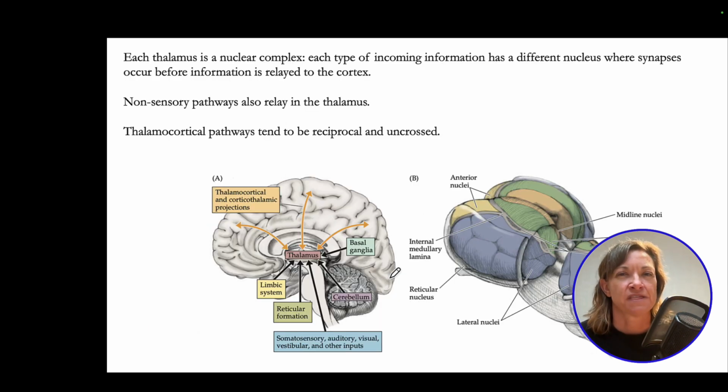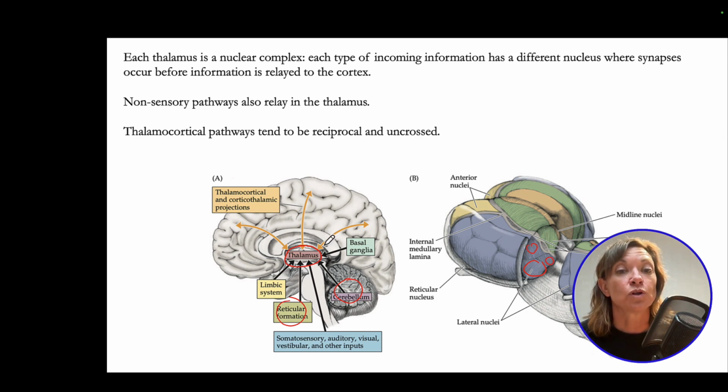Both, I've said, impinge on the thalamus. And I just want to take a step back. We often talk about the thalamus as a nucleus. It's actually a big nuclear complex. So it receives all kinds of information. You can see the limbic system, the reticular formation, the cerebellum, basal ganglia, all of these systems impinge on the thalamus, as well as the sensory inputs that we normally associate with the thalamus. And every type of information has essentially its own little nucleus. So if you divide the thalamus up, it's subdivided and subdivided into different nuclei.